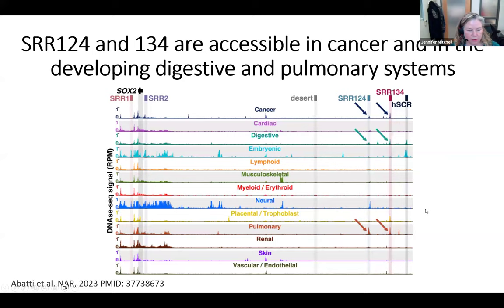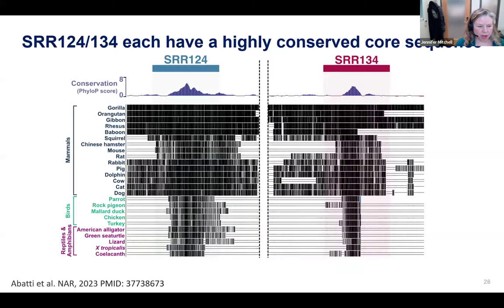mostly from human developmental tissues. And what we saw was that these regions are open in cancers, but they're also open in the developing digestive system as well as in the developing pulmonary system. And so we wondered, are they having some kind of role in that context? And to study that, we obviously needed to move to an animal model. And to be able to move to an animal model, we needed to know whether or not these regions were conserved. And so when you look at conservation across mammals and birds and amphibians, you see that each of these regions, the 124 and the 134 region, show a conserved core sequence that is conserved across mammals and even conserved in birds and amphibians.